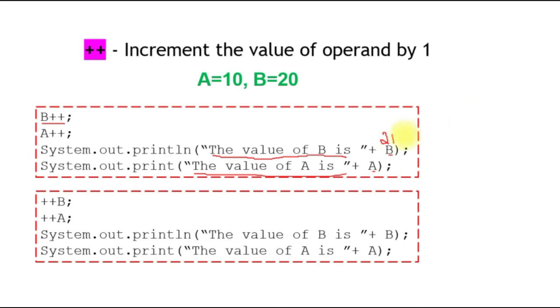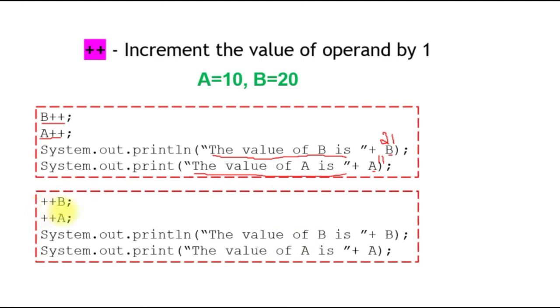Next, the value of a is a. So, the value of a is 10 dito. So, 10 plus plus, meaning increment the value of 10 ng 1. So, 10 plus 1 is 11. So, the value of a is 11. Okay? Next. Sa baba naman, assume natin na yung a is 10 pa rin, b is 20. So, ibang code po ito.